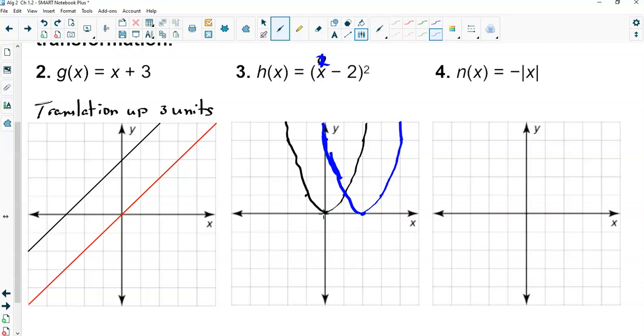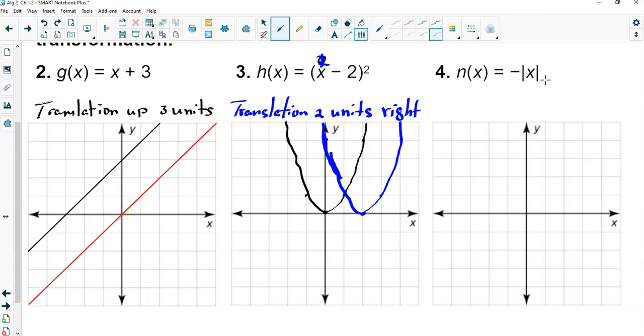Something like that. So notice what happened is a shift or a translation 2 units to the right. So this is a translation 2 units right.